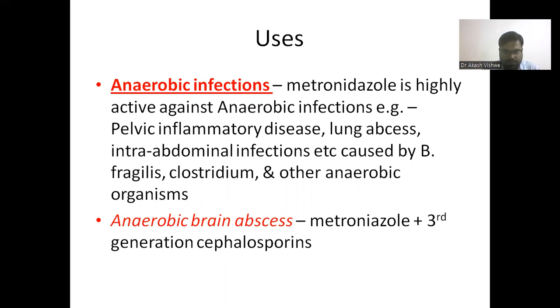Another indication of metronidazole is in anaerobic infections. Metronidazole is highly active against anaerobic infections, for example, pelvic inflammatory disease, lung abscess, intra-abdominal infections, etc., caused by Bacteroides fragilis, Clostridium and other anaerobic organisms. For anaerobic brain abscess, metronidazole plus a third generation cephalosporin can be used.